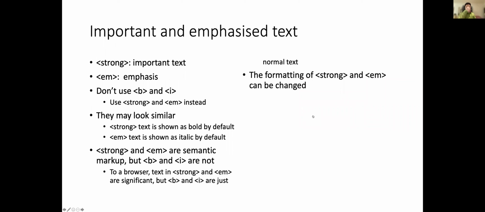Okay, and you can also make text bold or italic using strong and EM. These used to be B and I, but these are no longer recommended. The recommendation now is to use strong and EM instead. Strong by default gives you a bold, and EM by default gives you an italic.